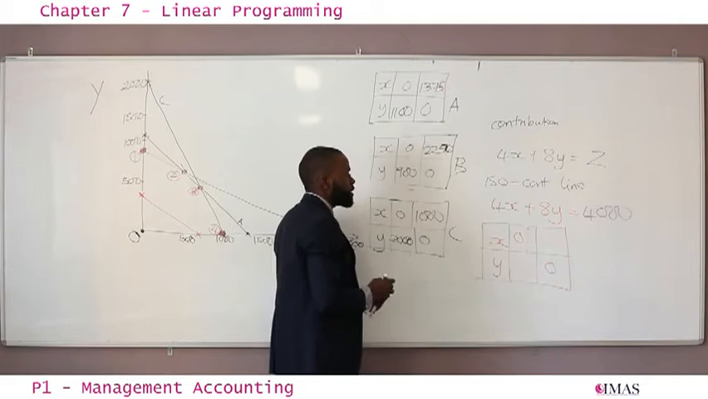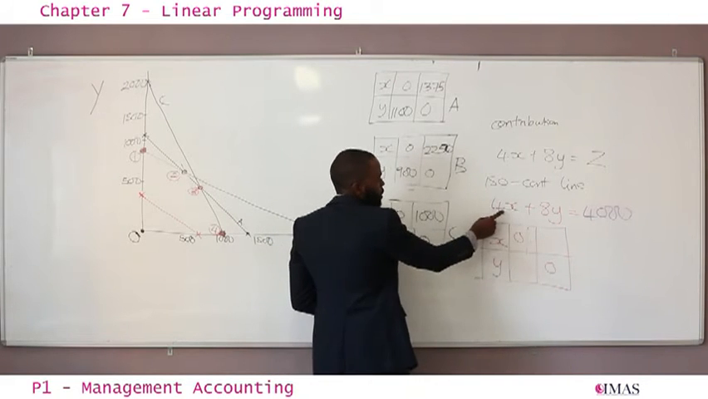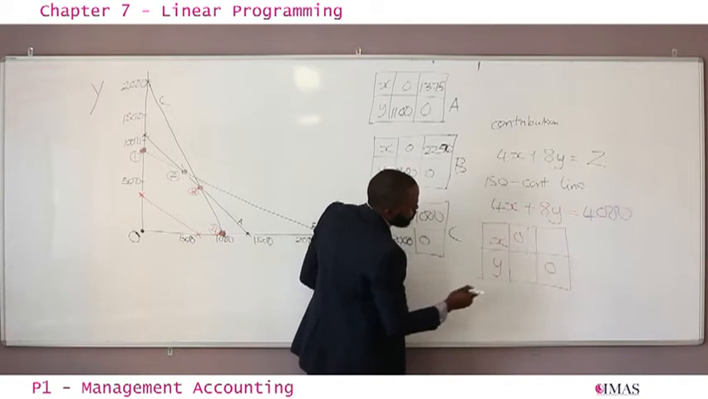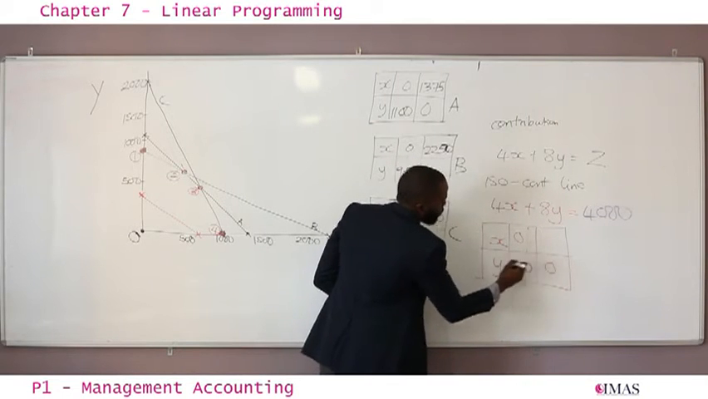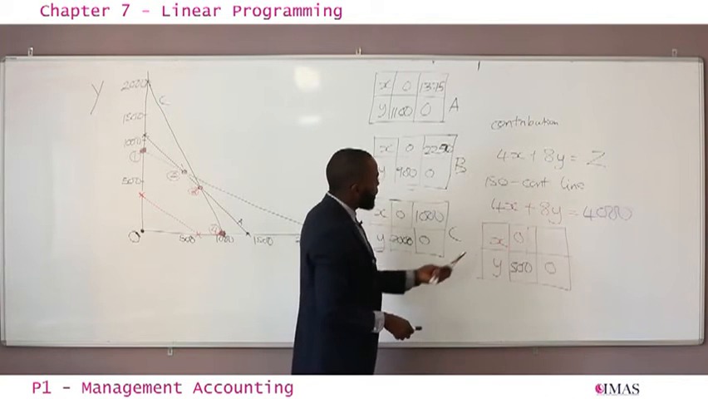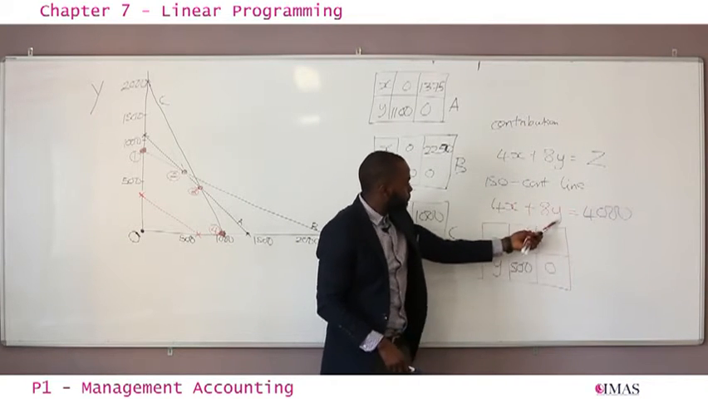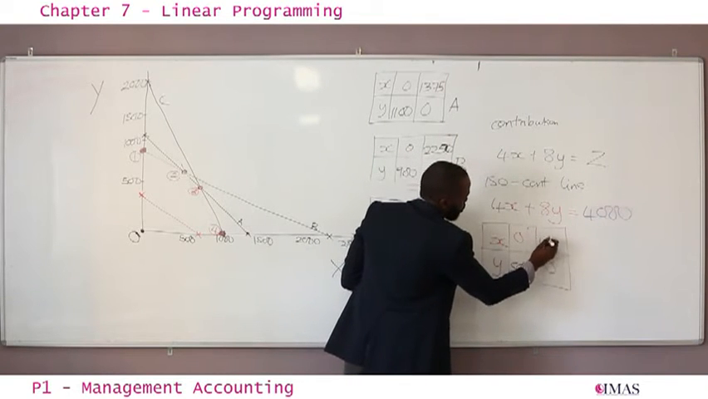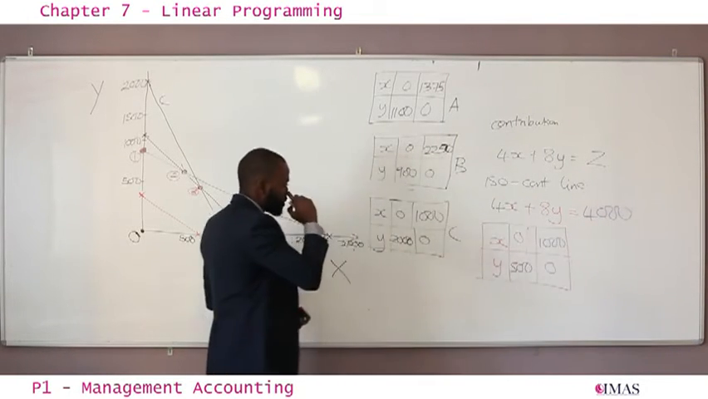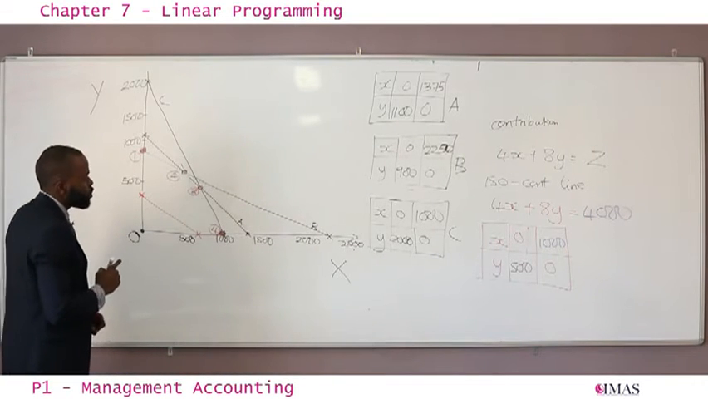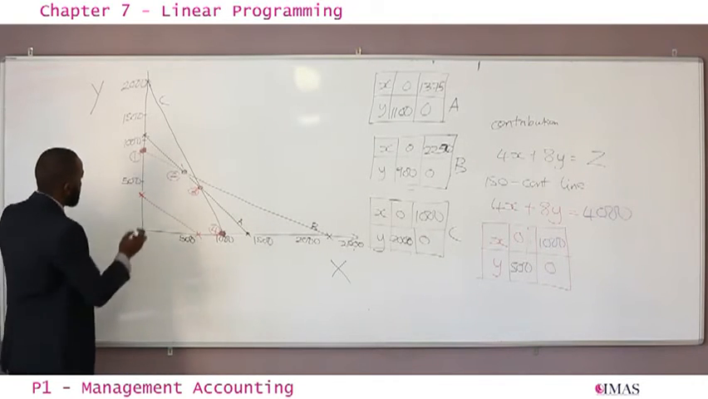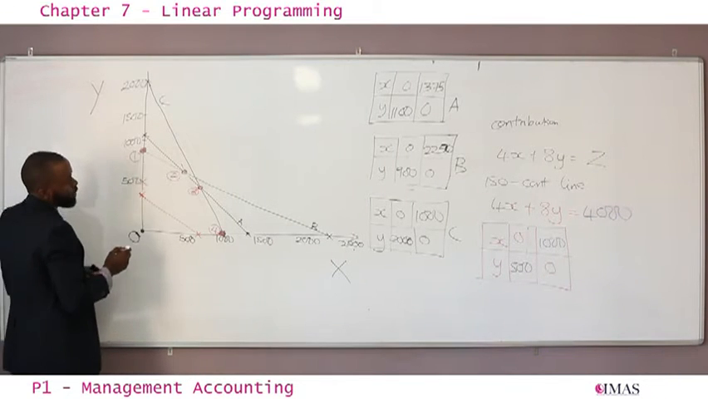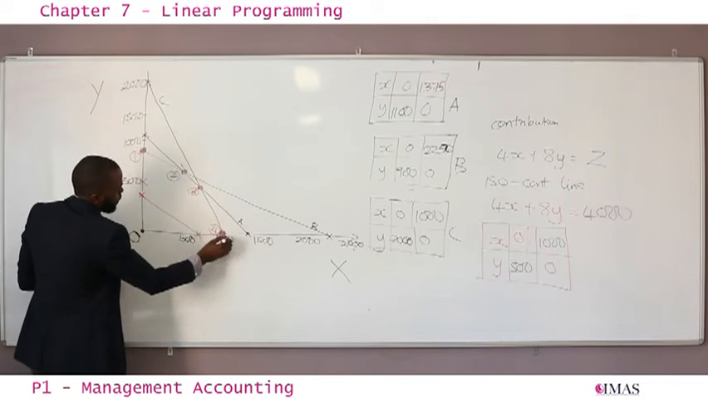Now, if we use 4,000, then when x is equal to 0, 8y is equal to 4,000. Means y is equal to 500. Then when y is equal to 0, 4x is equal to 4,000. Means x is equal to 1,000. And my points have changed. Now to draw this line, I can say when x is 0, y is 500. Then when y is 0, x is 1,000.